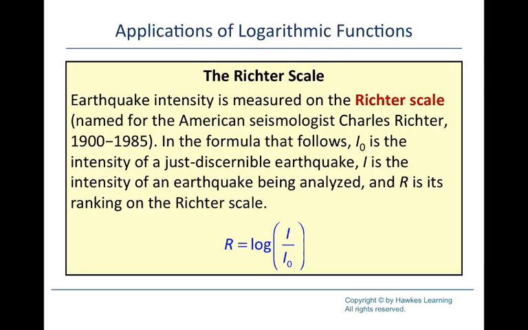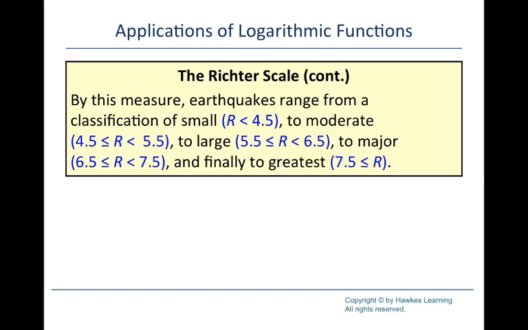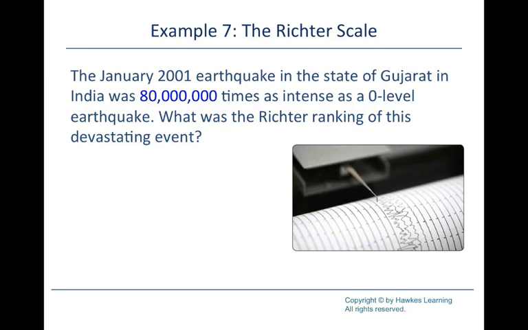The Richter scale: earthquake intensity is measured on the Richter scale. In the formula, I sub 0 is the intensity of a just discernible earthquake, I is the intensity of the earthquake that's being analyzed, and R is its ranking on the Richter scale. By this measure, there are ranges of small, moderate to large, major, and then the greatest. So, the January 2001 earthquake in the state of Gujarat in India was 80 million times as intense as a 0-level earthquake. What was the Richter ranking of this devastating event?